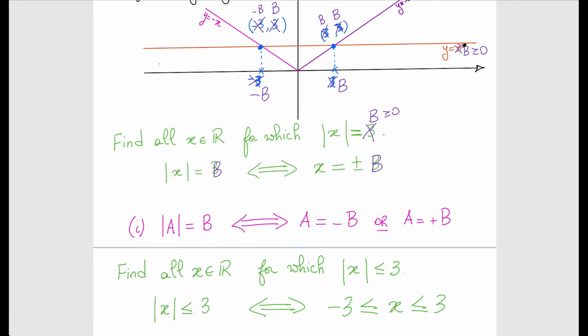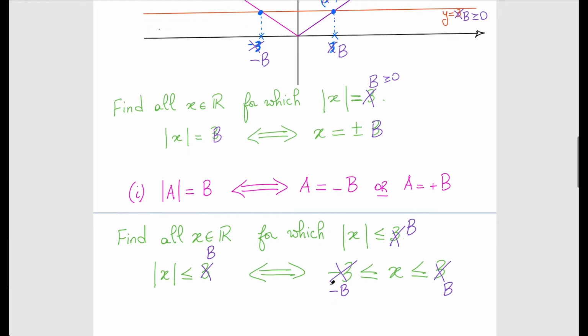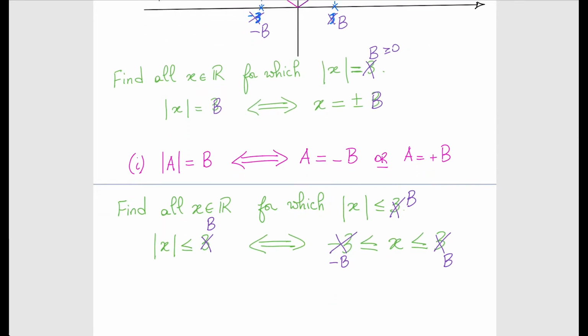Now there was nothing special about 3 here except that it's bigger than or equal to 0. So if you go for a b instead, the same thing is going to happen, right? You want the x to be in between -b and b. Correct? So we get something like this. And we get the following result.